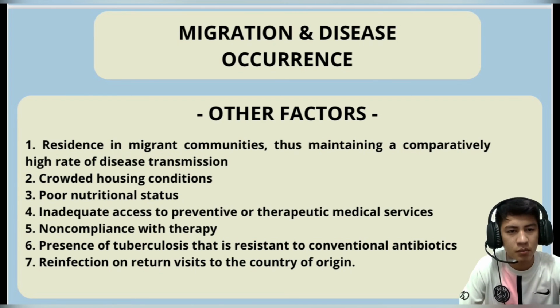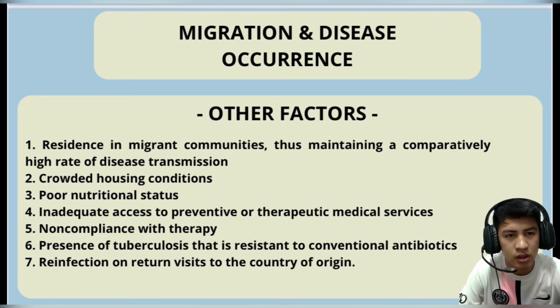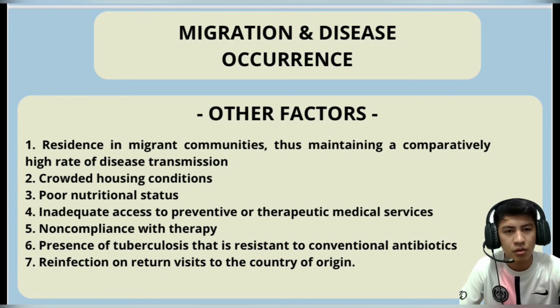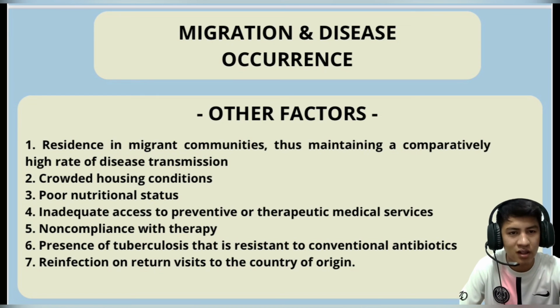First, residence in migrant communities, thus maintaining a comparatively high rate of disease transmission. Second, crowded housing conditions. Third, poor nutritional status. Fourth, inadequate access to preventive or therapeutic medical services. Fifth, non-compliance with therapy. Sixth, presence of disease that is resistant to conventional antibiotics. Seventh, infection on visits to the country of origin.